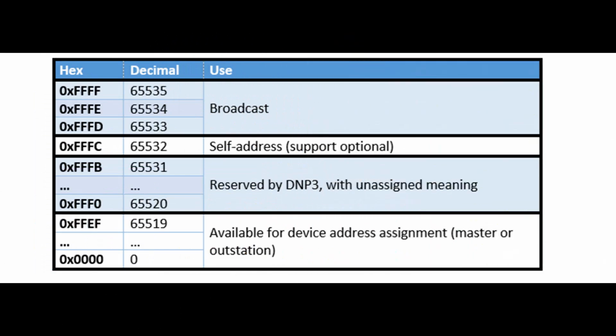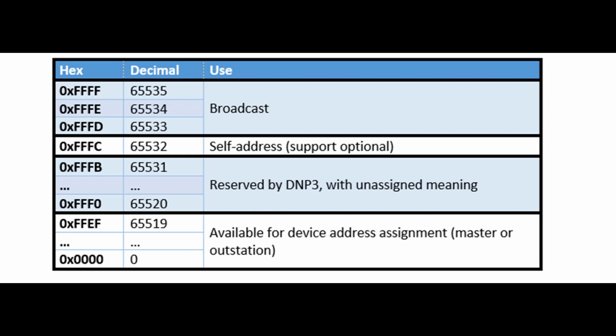DNP3 reserves addresses 65520 to 65535. That's hex FFF0 to FFFF. Outstations and masters should not use these addresses as device addresses.